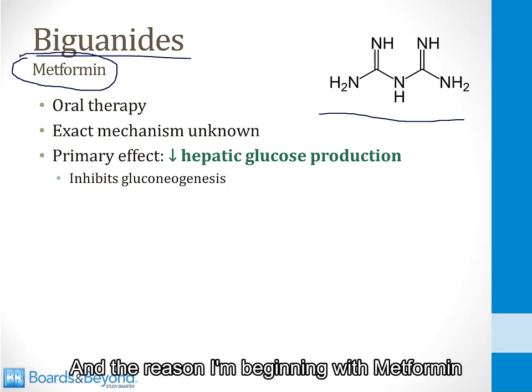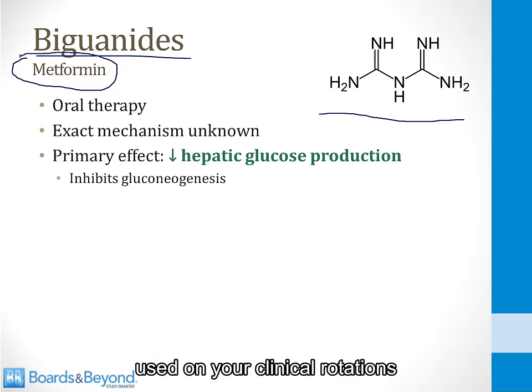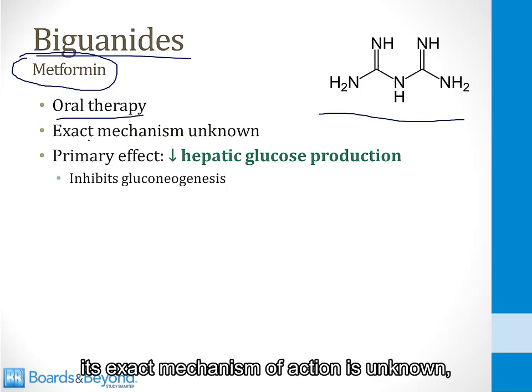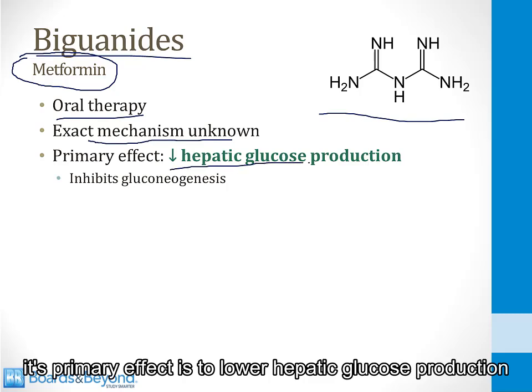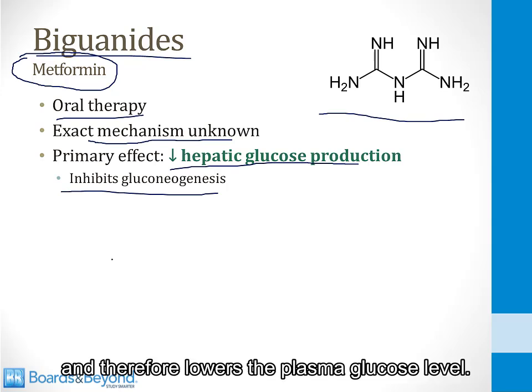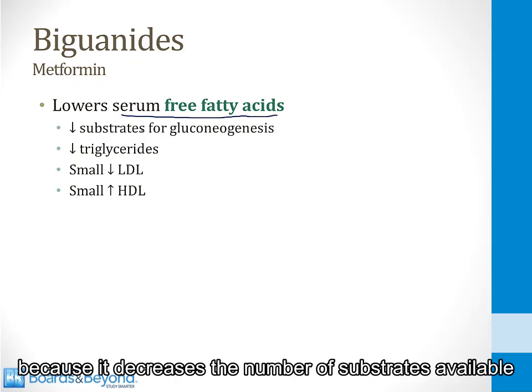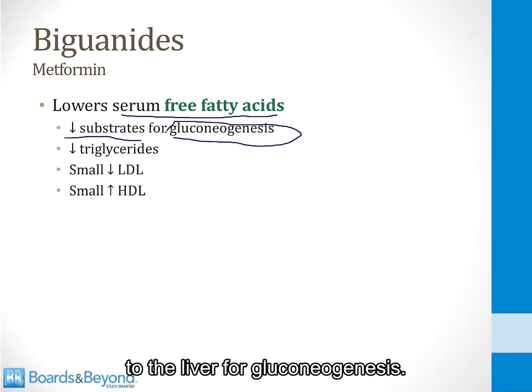And the reason I'm beginning with metformin is because this is the drug you will most commonly see used on your clinical rotations for treatment of type 2 diabetes. It's an oral therapy. Its exact mechanism of action is unknown. Its primary effect is to lower hepatic glucose production. It inhibits gluconeogenesis and therefore lowers the plasma glucose level. Metformin also lowers the serum levels of free fatty acids. This helps control glucose levels because it decreases the number of substrates available to the liver for gluconeogenesis.